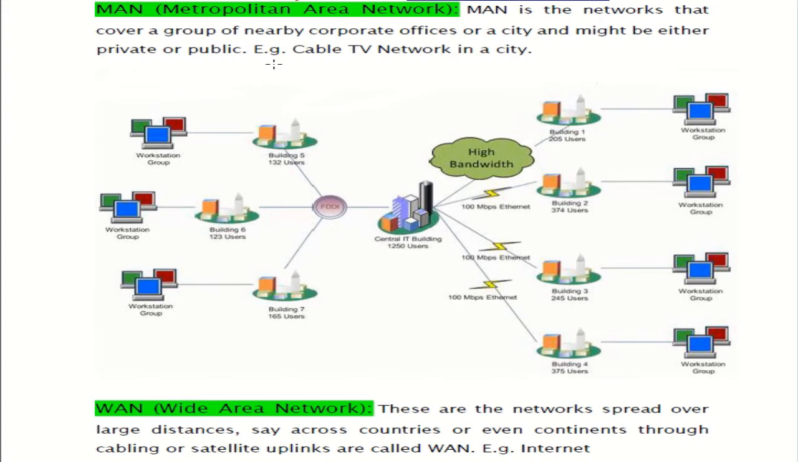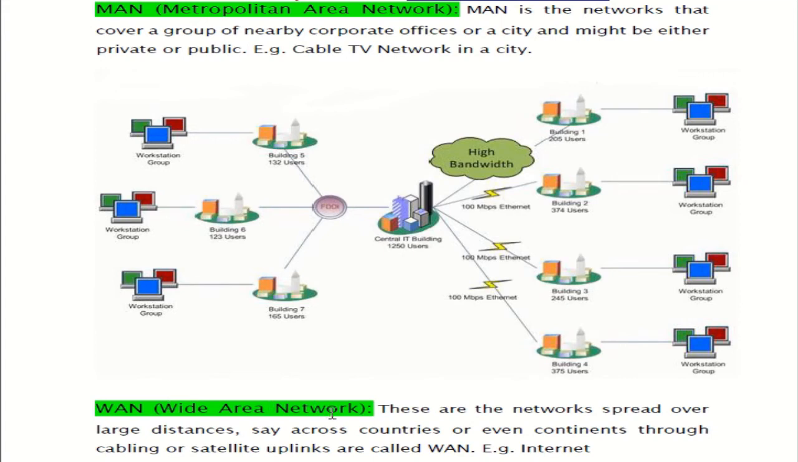Its range differs from LAN. It covers a higher range as compared to LAN. And what are the areas it could cover? Like a group of nearby corporate offices or a city, and might be either in public or private sectors. A cable TV network in a city could be an example of a MAN. Next, you can see the figure also of how it could be connected. Next is your WAN.